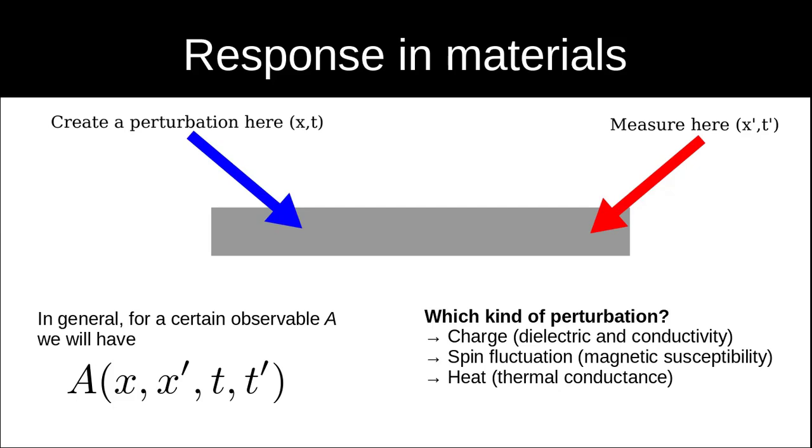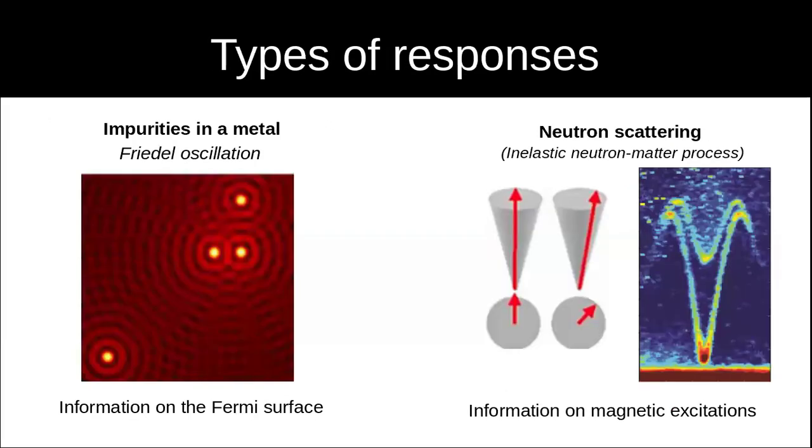This measurement can be the charge, the current, magnetization, heat, anything. Linear response theory allows us to predict the measurement that we will see at position x prime and time t prime as a function of the perturbation at x and time t. And this expectation value effectively just depends on the electronic structure of the material.